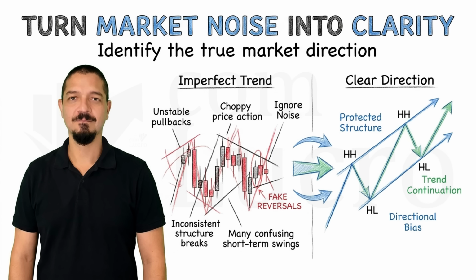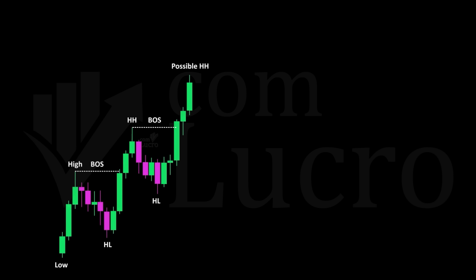Now let's move into the second core principle, which is learning how to identify market direction and turn imperfect trending conditions into something much clearer and easier to understand. We already know that in a clean bullish trend, price continuously creates higher highs and higher lows while respecting the previous swing lows. Whenever price breaks above a previous high and forms a new structural high, it confirms continuation in the trend.